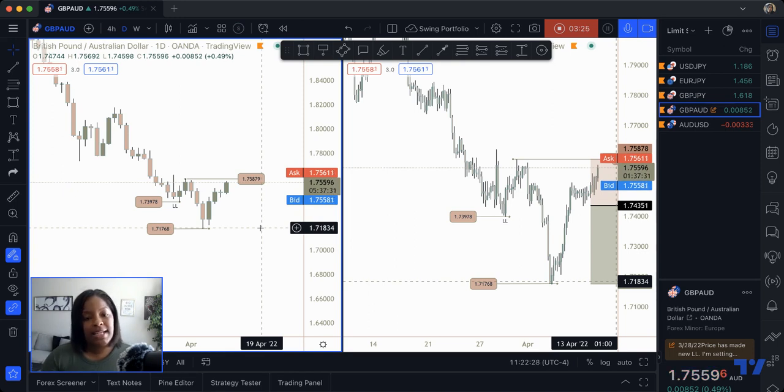If you get any type of bearish candle this week below 1.75879, this could be a really good trade back down to the low. If not, sit on your hands. We're not going to take a buy. We're just going to sit down and wait for price to pull back.